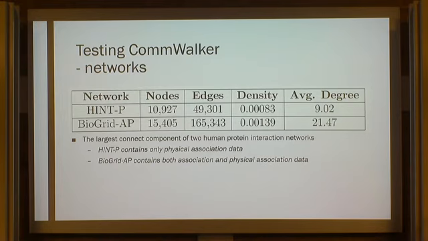These are two different biological networks. They're both human protein interaction networks, the HINT-P network, which I've shown you before, and BioGRID AP. They've got between 10 and 15,000 nodes, and the BioGRID AP has 165,000 edges. And those are their densities and the average degree.